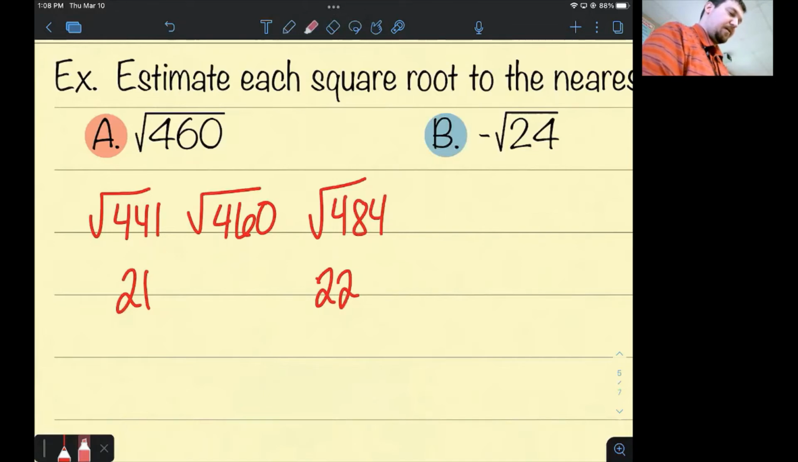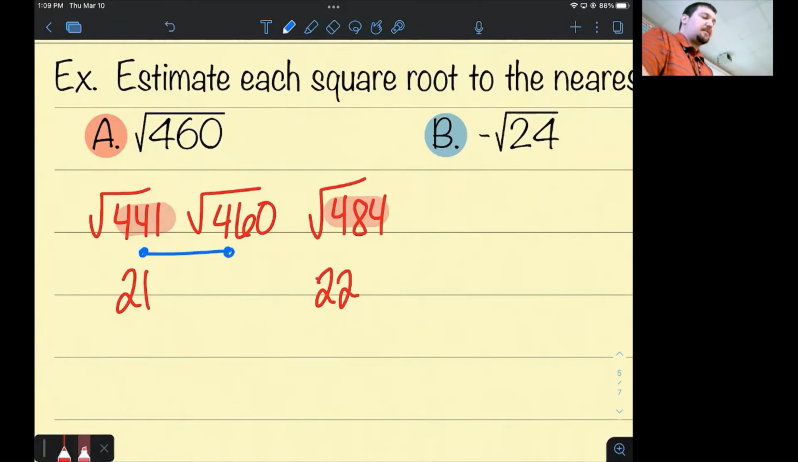441 and 484. So that's why it's important that we know our perfect squares if we're wanting to ever approximate, especially without using a calculator. All right. Now the question is which one is it closer to? How do I find which one it's closer to? Carson? Whichever one has a smaller distance. Okay, and how do you find the distance between two numbers? Well, you probably take 460 and subtract 441, and 484 minus 460.